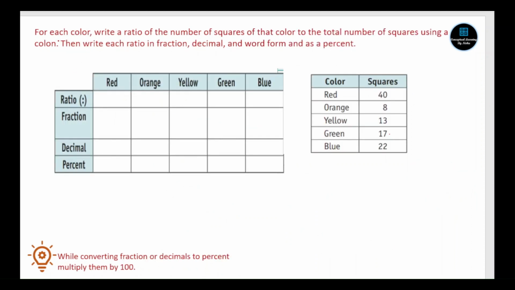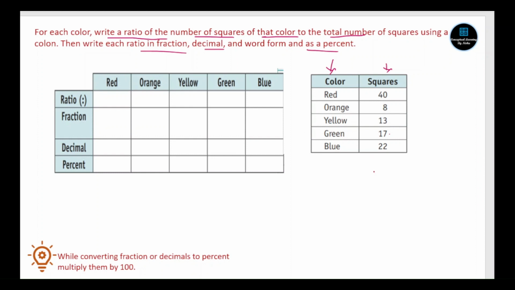Now, see here some colors are given, and the number of squares with these colors are given. So you have to write a ratio of the number of squares of each color to the total number of squares, using this colon sign. Also, I have to write this in fraction, decimals and percentage value.